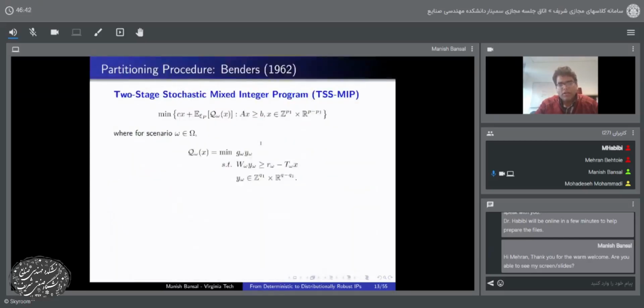Now, one issue with this is that you now have an integer program, and if we try to solve this problem using the typical methods, it is much more challenging because integer programs by themselves are hard. For each x and for each omega, I have to solve this problem again and again. So these are stochastic mixed integer programs, where I am assuming that the probability distribution is known.